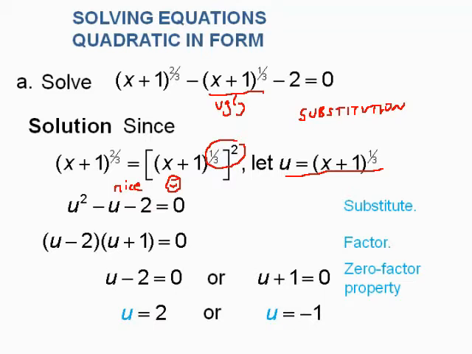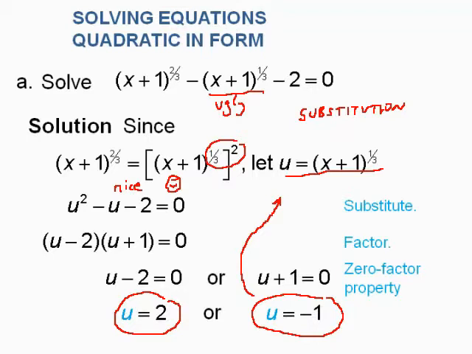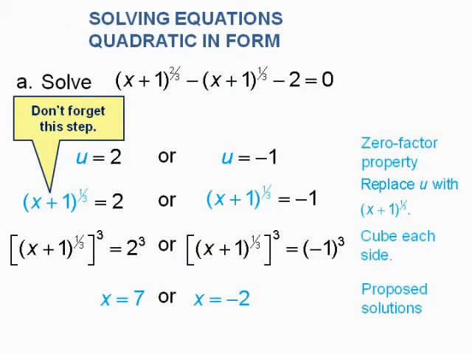So we factor, we get our 2 answers for u, but we're not done yet. Once we get these answers for u down here, we're going to have to solve. Remember, we were asked to solve for x way up top there. So we have to go and plug these back in so we can solve. All right, so notice here, if u equals 2, then (x plus 1) to the 1/3 power equals 2. Or if u equals -1, (x plus 1) to the 1/3 power equals -1.